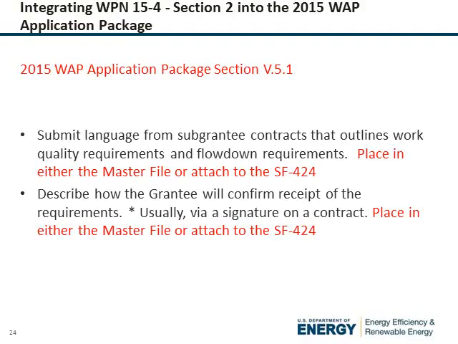So integrating section 2 of program notice 15-4 into the application package is fairly straightforward. What we're looking for here is let us know what language you're using in your contracts to make your subgrantees and contractors aware of expectations for work quality. And also included in that some flow down requirements to make sure that subgrantees are then making their contractors and vendors aware of work quality expectations.